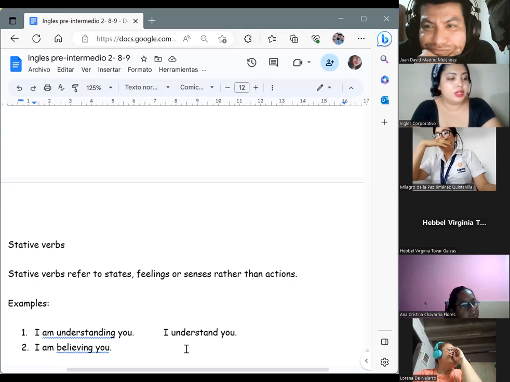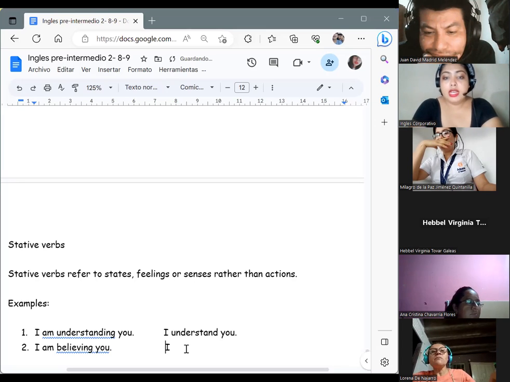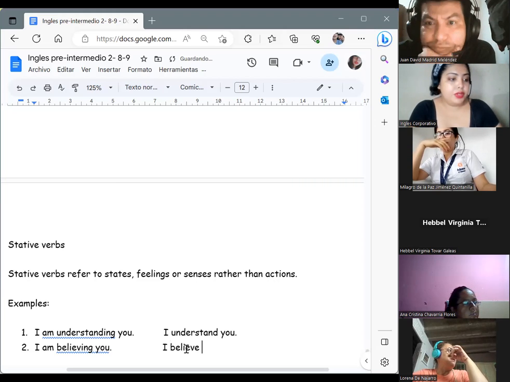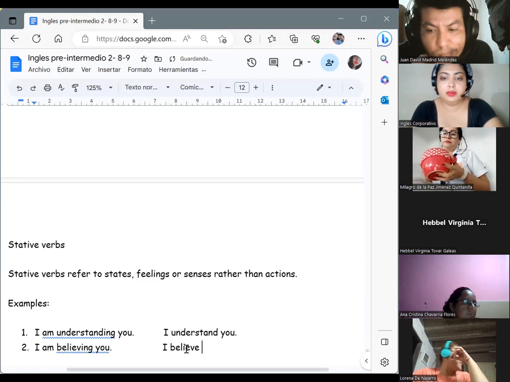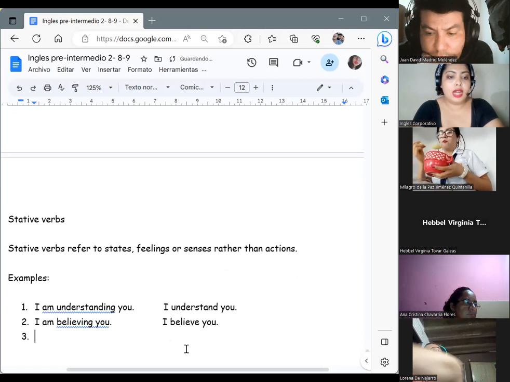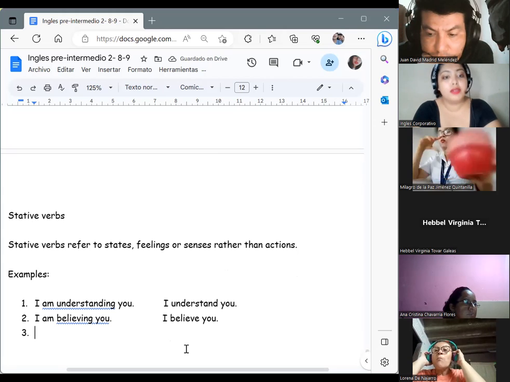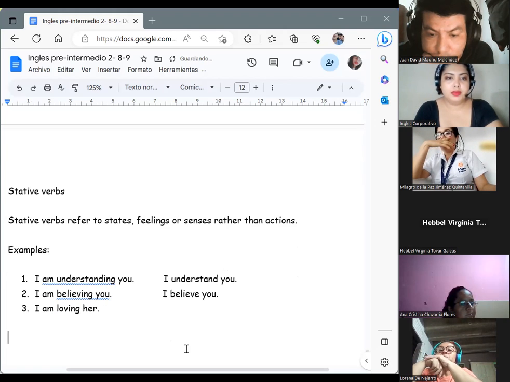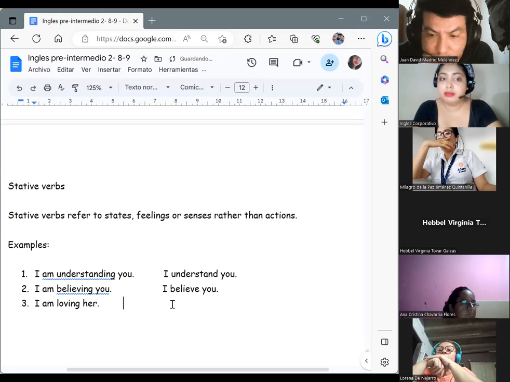But we are going to see the other examples because we are going to find in some cases words like this using the ing form. I believe you. Then I am loving her. I am loving her. Y tenemos nuestra forma correcta, como podríamos utilizarla. I love her.